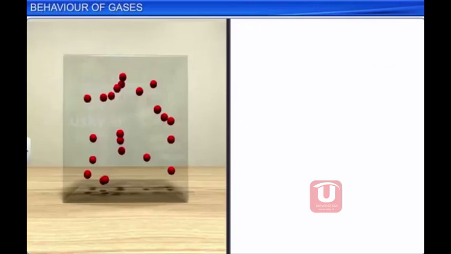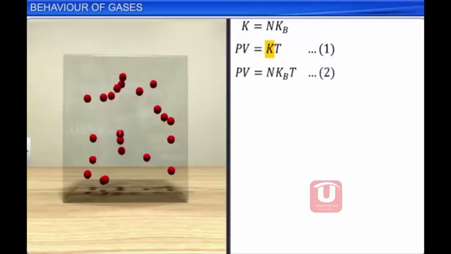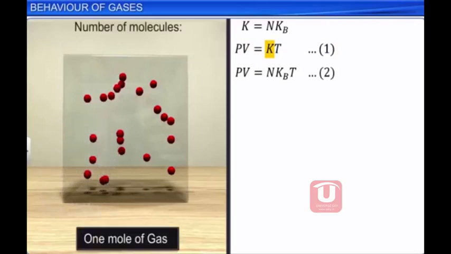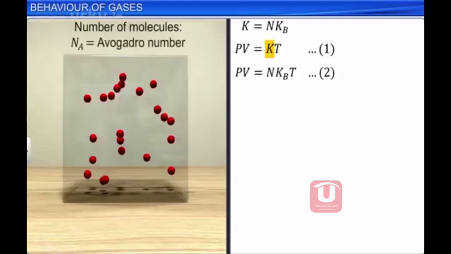Substituting the value K = N Kb in equation 1, PV = KT, we get PV = N Kb T. Let this be equation 2. We know that 1 mole of gas contains an Avogadro number of molecules denoted by Na. So, N = n Na, where n is the number of moles of the gas present.